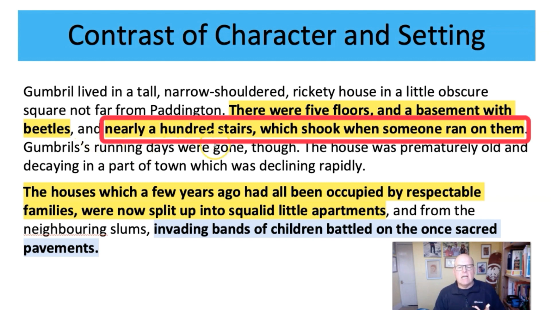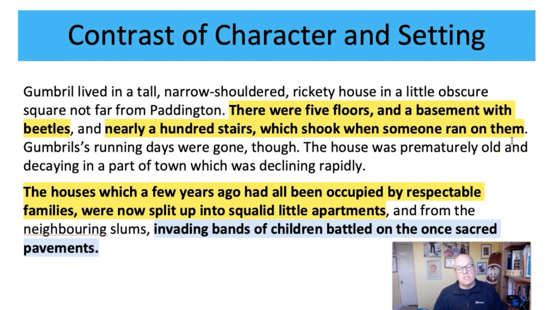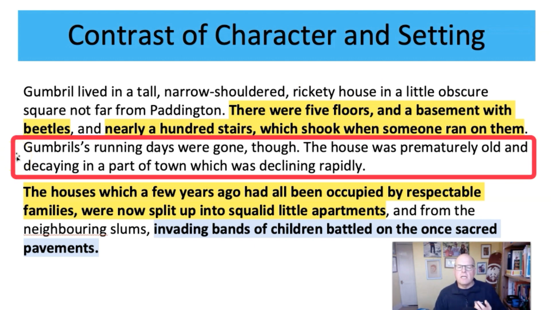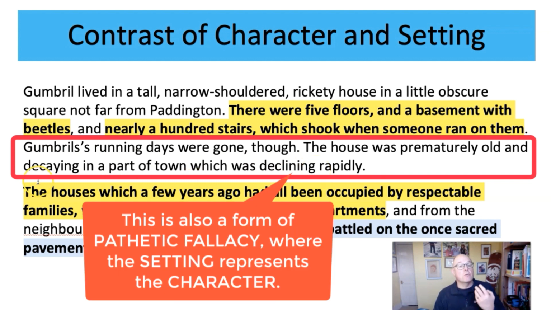It had nearly 100 stairs, which shook when someone ran on them. So this invites us to think that maybe Gumbrel is getting on for nearly 100 years old. And if his body is also fragile like the shaking house. Gumbrel's running days were gone though. The house was prematurely old and decaying in a part of town which was declining rapidly. So again, we're invited to wonder whether Gumbrel is also declining rapidly, whether he too is decaying.